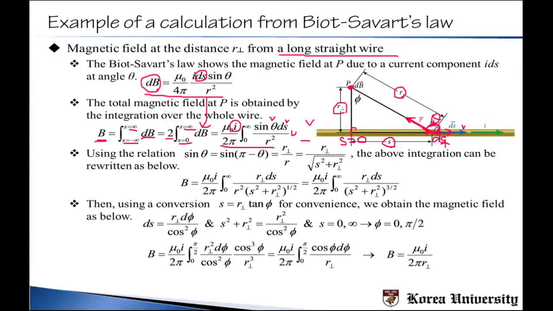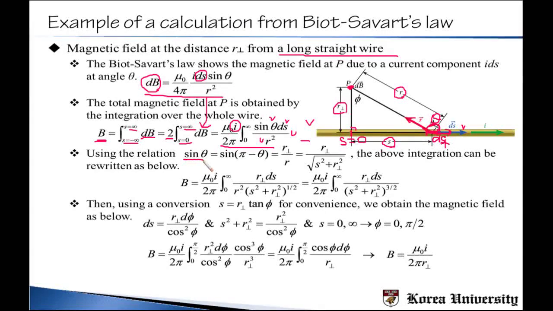So for example, when s is very small, angle theta will be almost 90 degrees, but when s is very large, theta will be close to 180 degrees, right? At the same time, the distance r will, of course, also change. So here we have three different variables. If you have more than one variable in the integration, it is very difficult. So you have to convert them so that all of them are represented using the same variable. Okay, so this is what we do.